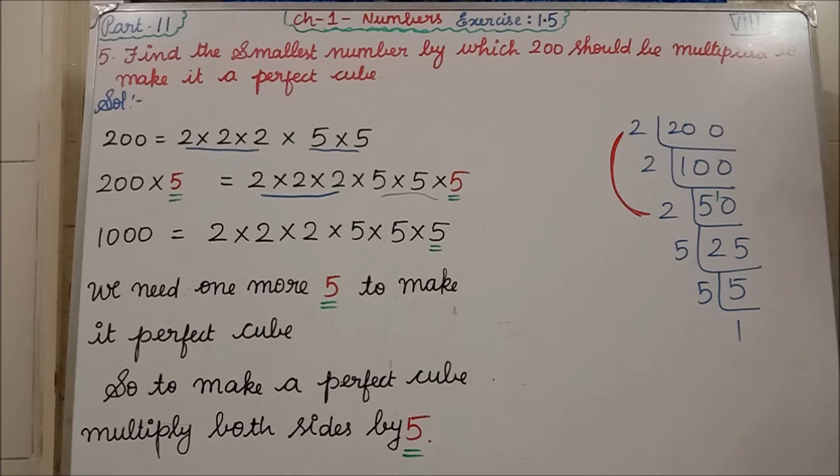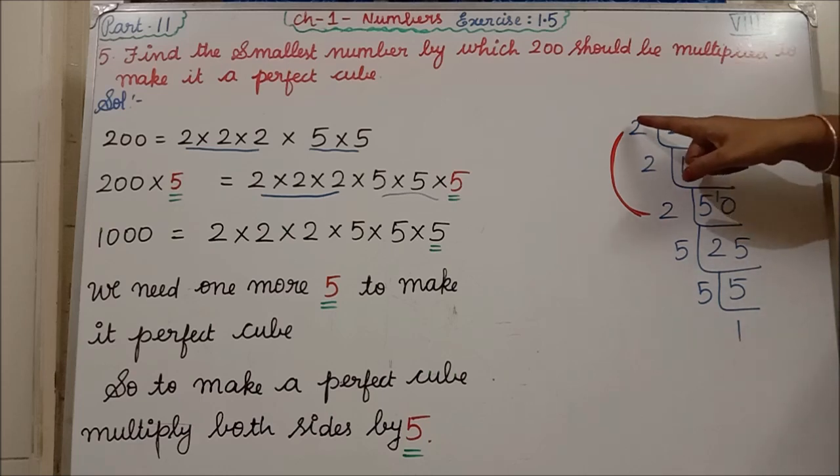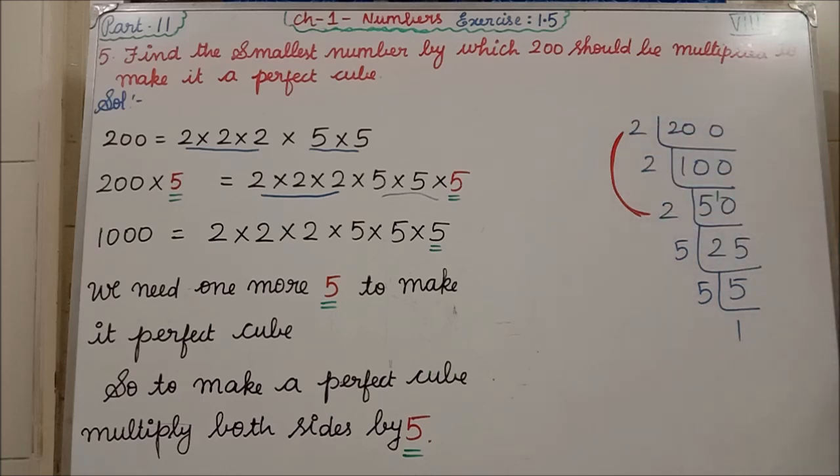Now, since we are talking about cube, we have to make 3 3s, isn't it? So here 3 2s we are having. Do you have here 3 5s? We are not having 3 5s. Only we are having 2 5s. Still, how many 5s do we need to make it 3? We need one more 5, isn't it? Now, we'll start the solution.